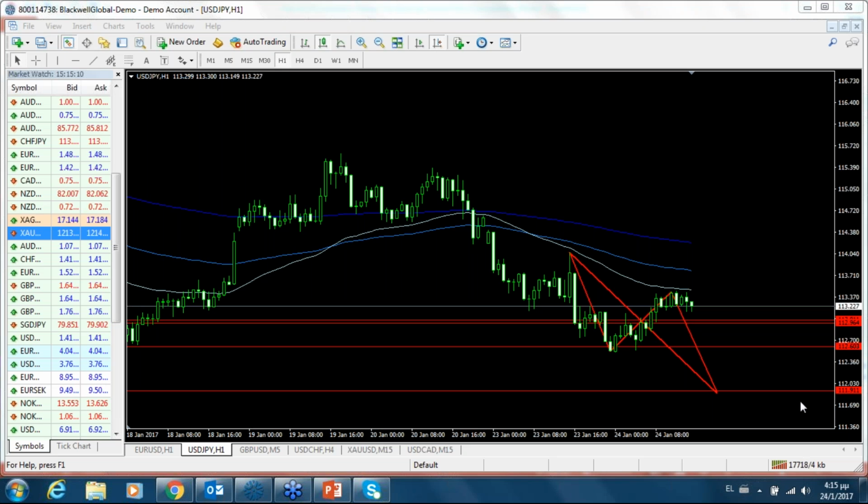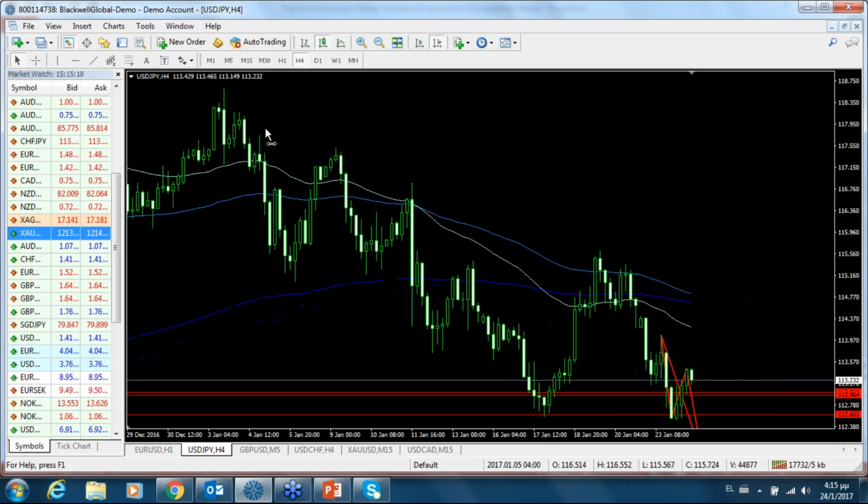Excuse me for that. Okay, so that's basically it. Now we've got USD/JPY covered. I hope that's clear, Ganesan, on that, and I'll go on to the 4-hour chart.